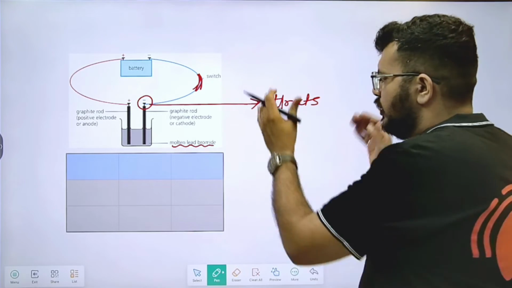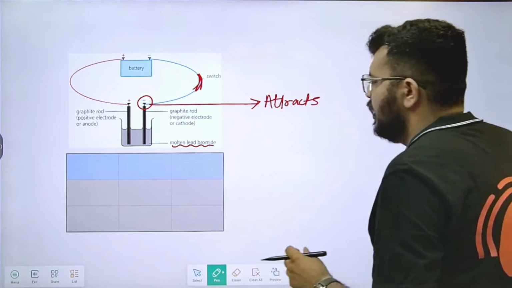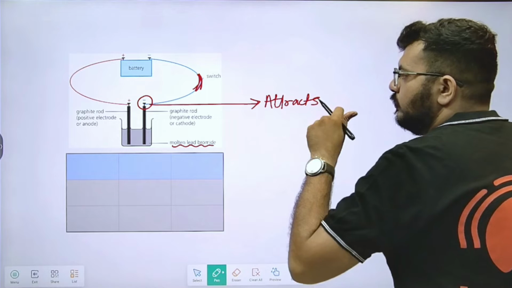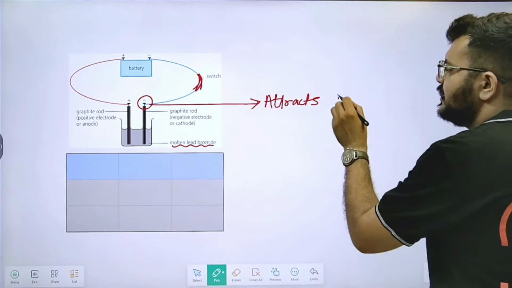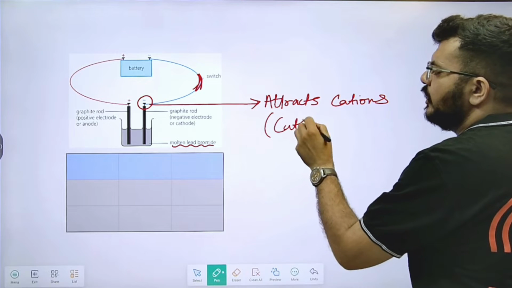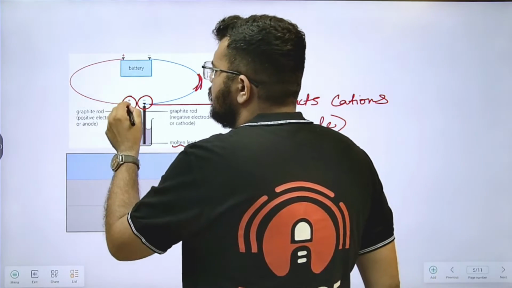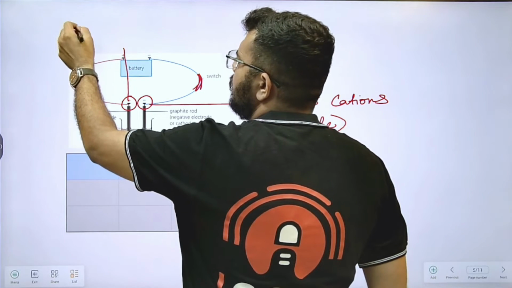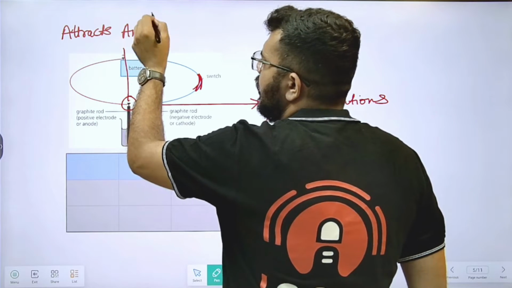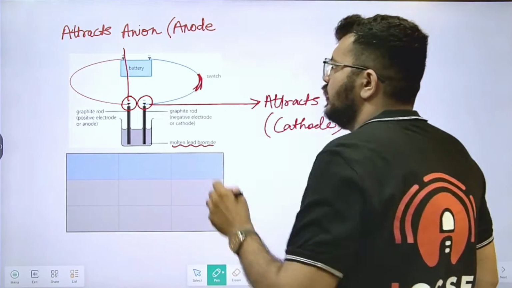These are facts, okay? Whatever I'm writing here, these will be facts. You can use them wherever in electrolysis you want them to. Here we'll write our observation. This will be valid for only this. So negative rod always attracts cations, and hence they are known as cathode. Positive always attracts, as you might have guessed, anions, and therefore is known as anode, right?